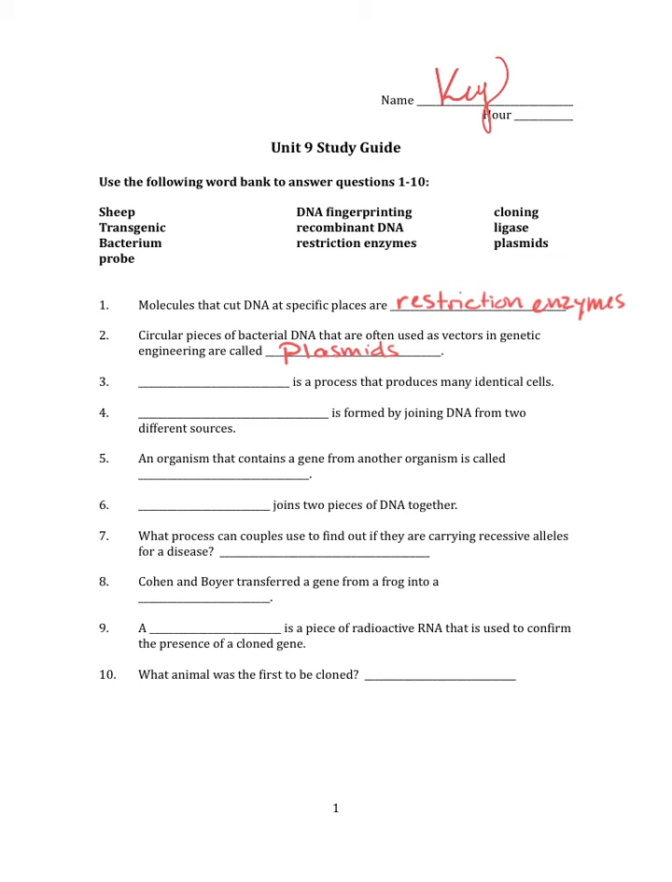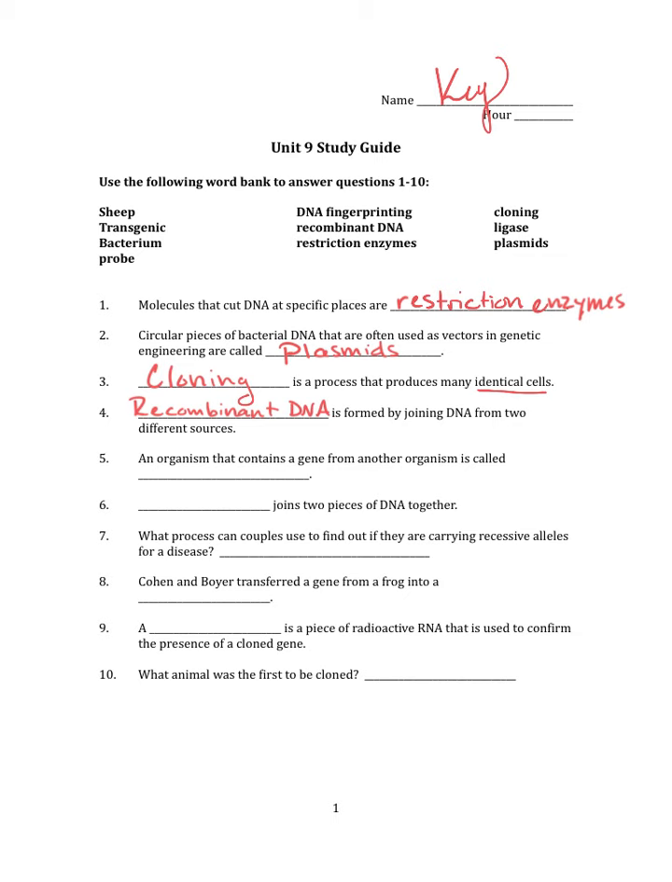Number 3. Blank is a process that produces many identical cells. Remember, when cells are identical to each other and they have been copied to become more populated, that's cloning. So when you make a genetically identical copy of something, that is a clone. Number 4. Blank is formed by joining DNA from two different sources. So this is recombinant DNA. When you take DNA from two different organisms and then create one new strand of DNA, it is recombinant because you're combining two different organisms.